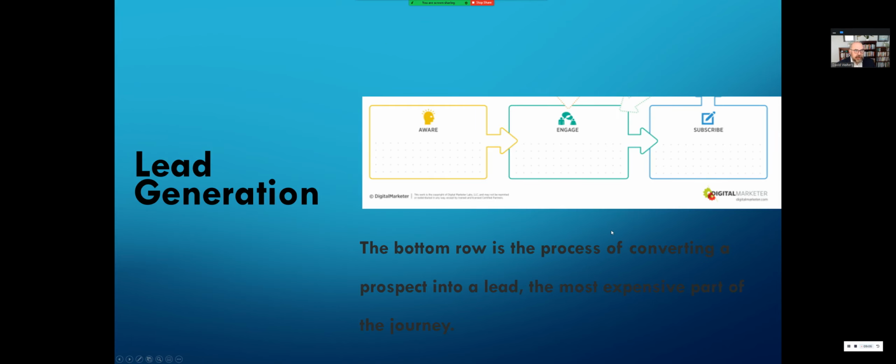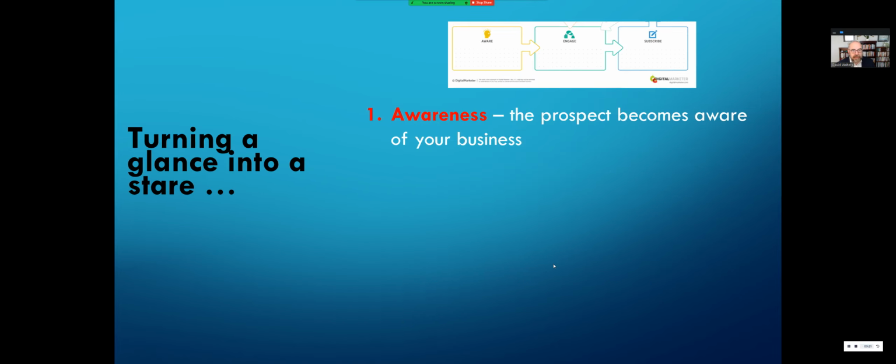So looking at the lead generation step, these are the first three boxes. And this is the bottom row of converting a prospect into a lead. And it's the most expensive part of the journey. Typically, the lead generation can cost as much as 60 times more than the rest of the journey put together.